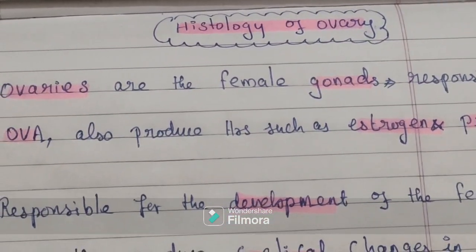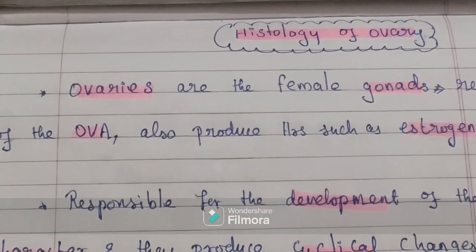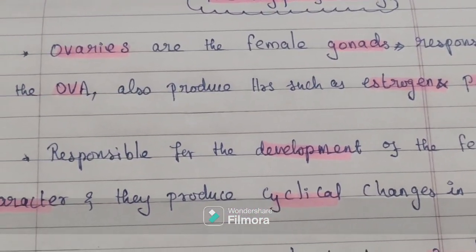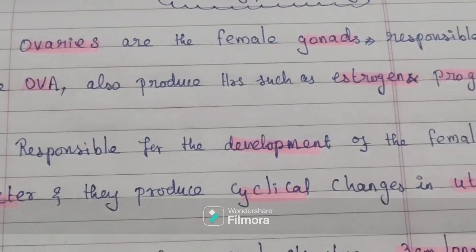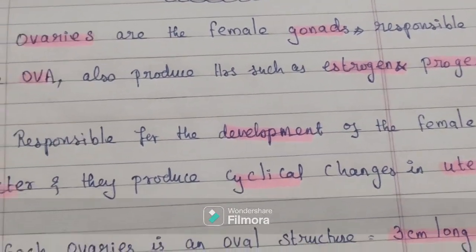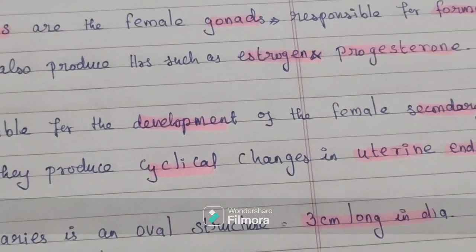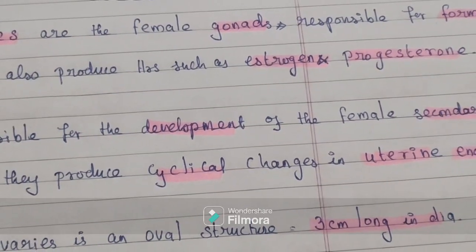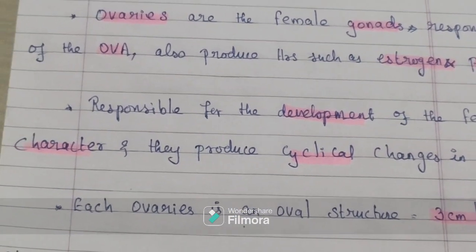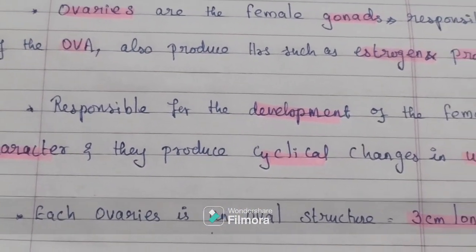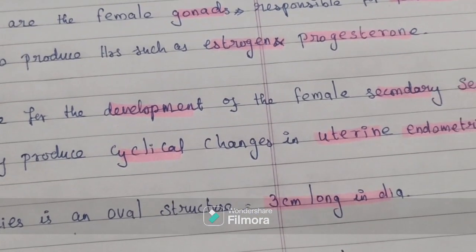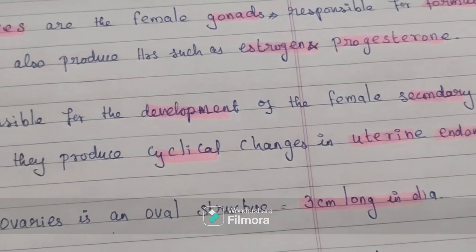In this video, we'll discuss the histology of the ovary. Ovaries are the female gonads. These are responsible for the formation of ova and also produce hormones like estrogen and progesterone, which are responsible for the development of female secondary sex characters, and they produce cyclic changes in the uterine endometrium.